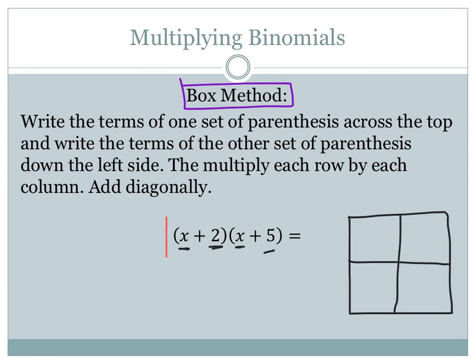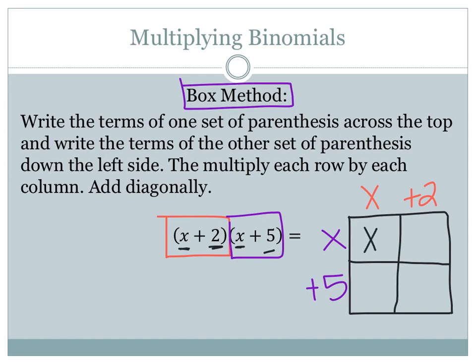So I'm going to take this first one, x plus 2, and I'm going to put it on the top, x plus 2. I'm going to take the second one, x plus 5, and I'm going to put it over here, x plus 5. Okay, so now it says in the directions, multiply each row by each column. So x times x gives me x squared. X times positive 2 is a positive 2x. Now we go to the next row. X times 5 is a positive 5x. And positive 5 times positive 2 is a positive 10.